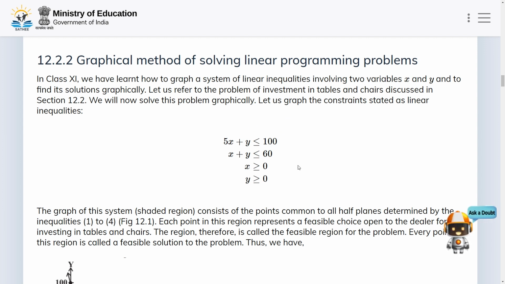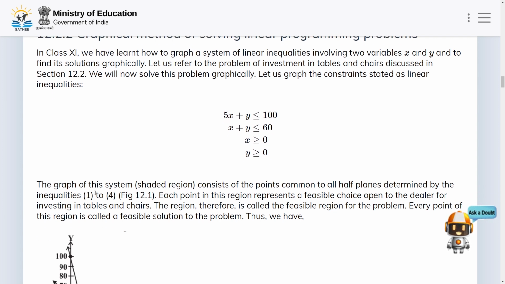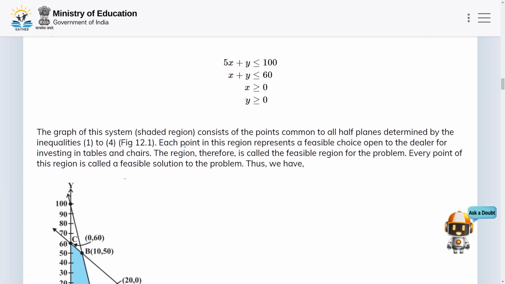So the constraints are 5x + y ≤ 100, x + y ≤ 60, x ≥ 0, y ≥ 0. The graph of this system consists of the points common to all half planes determined by the inequalities. Each point in this region represents a feasible choice open to the dealer for investing in tables and chairs.